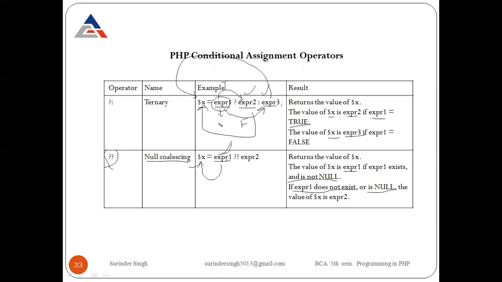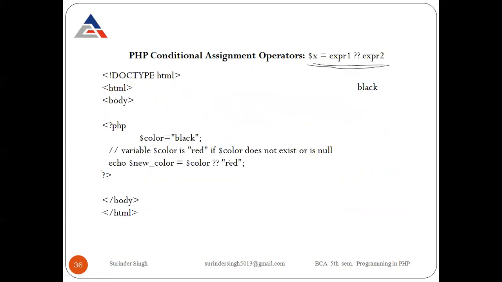If expression 1 is equal to null or has no value, empty, meaning null means empty, then it will execute expression 2, or we can say it assigns the value of expression 2 to the x variable. Okay, clear? Now you can see the example here.